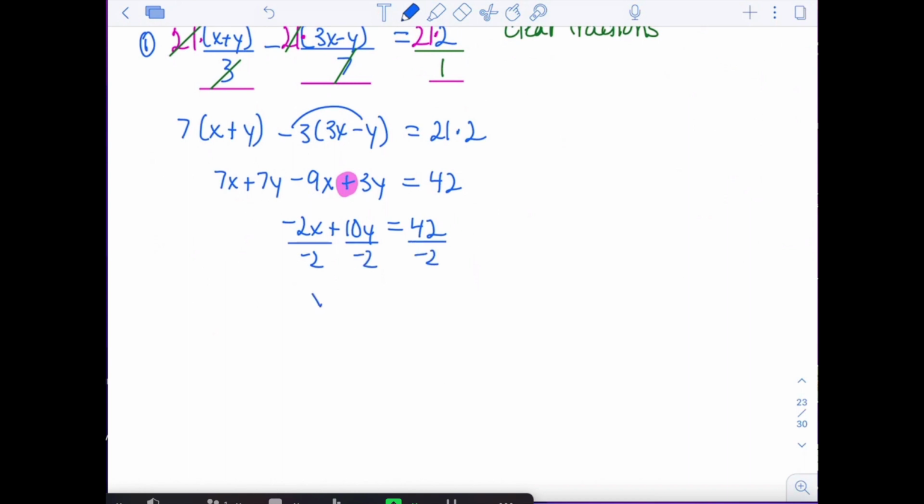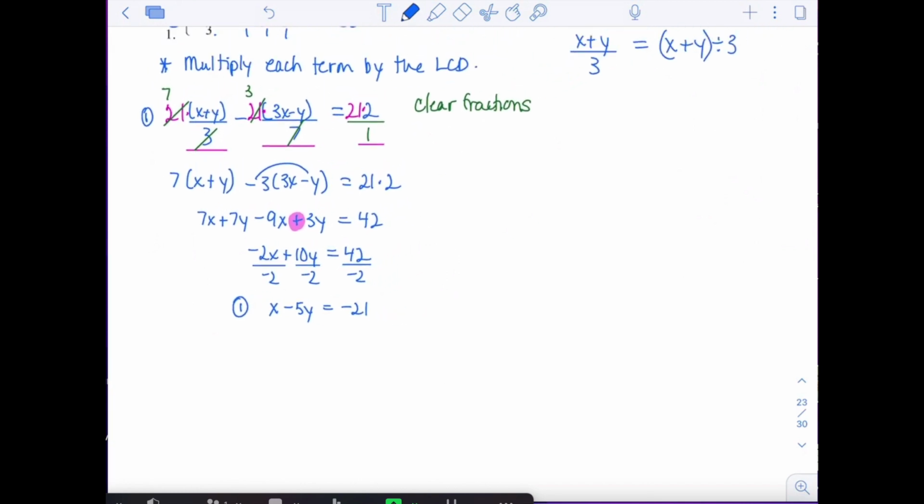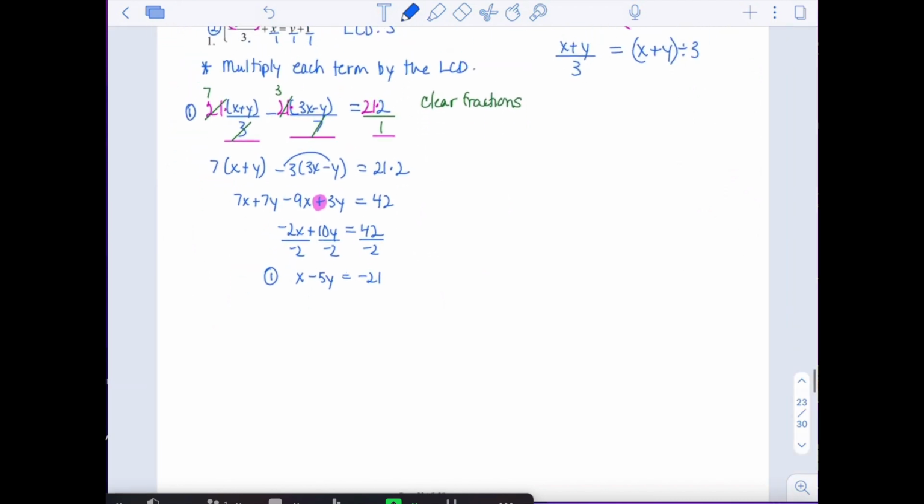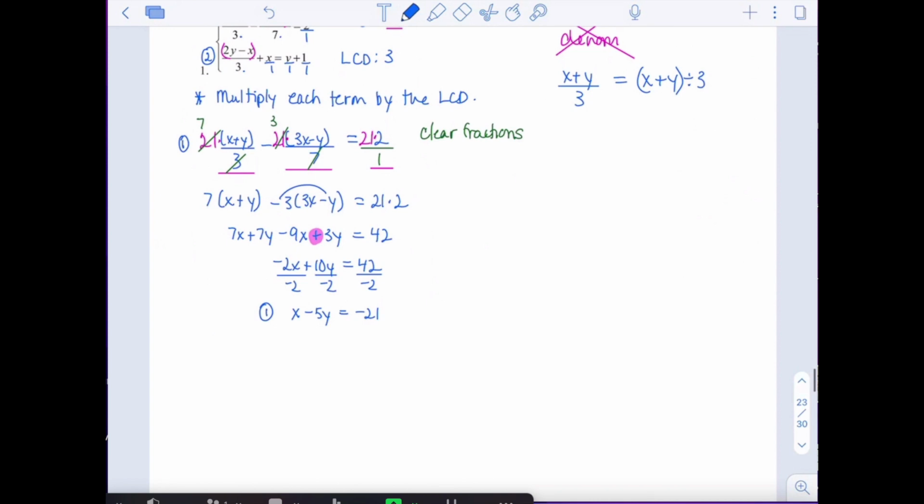Okay, so this becomes x minus 5y equals negative 21. That's equation 1. That's a lot of work just for one line, but we've got to do it. Okay, so let's look at equation 2.